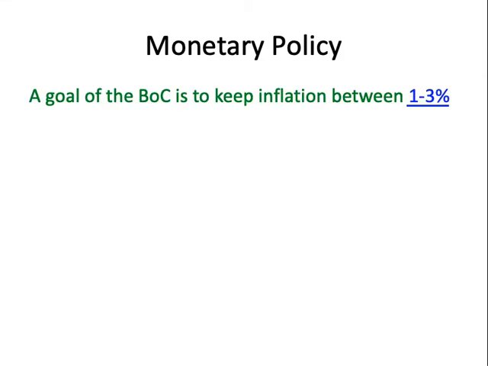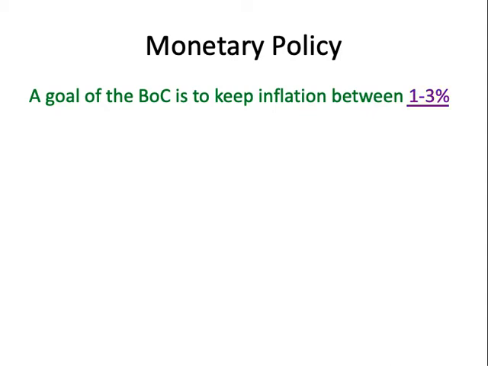Monetary policy. The Bank of Canada has a goal to keep inflation between 1% and 3%. And we talked about this before. No inflation means no growth, theoretically. So the Bank of Canada wants to keep inflation at that level to ensure that it is a sign of growth, that we are growing to a certain degree, but inflation not being 5, 6, 10%, being far too high. A rate of 1 to 3% is reasonable and manageable according to the Bank of Canada.